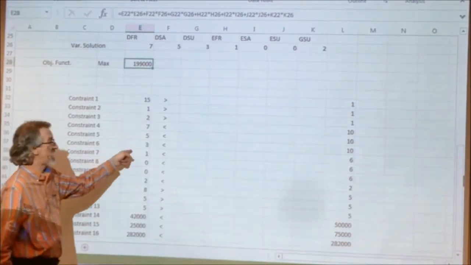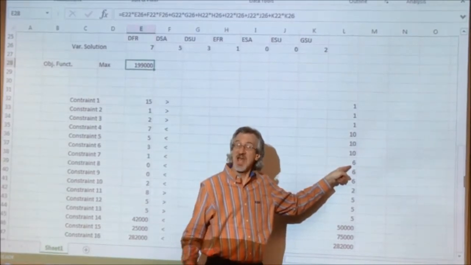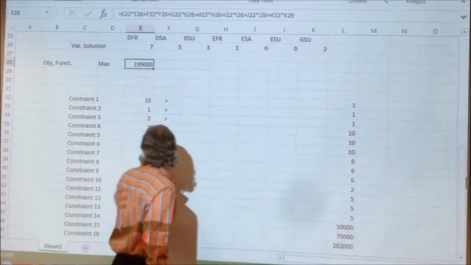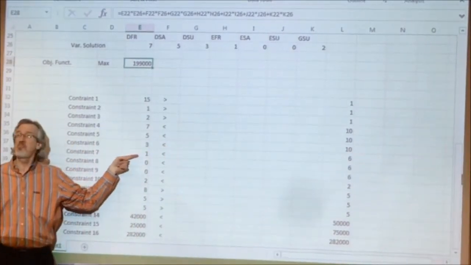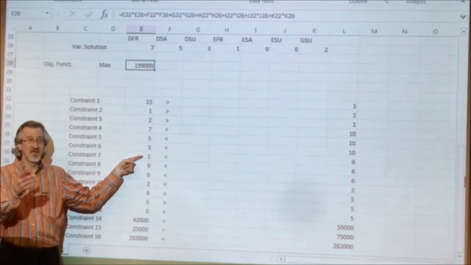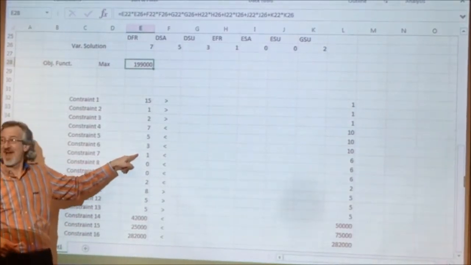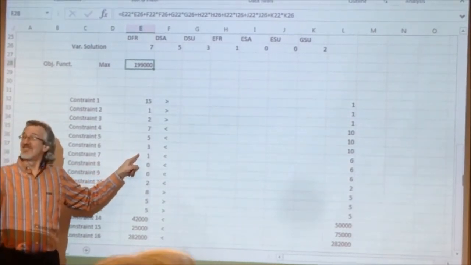Because if the left-hand side doesn't equal the right-hand side, it's not binding. It means it has either slack or surplus. And constraint 7 has how much of what, slack or surplus? 1. No, that's 5. That's the slack value. 5 slack.